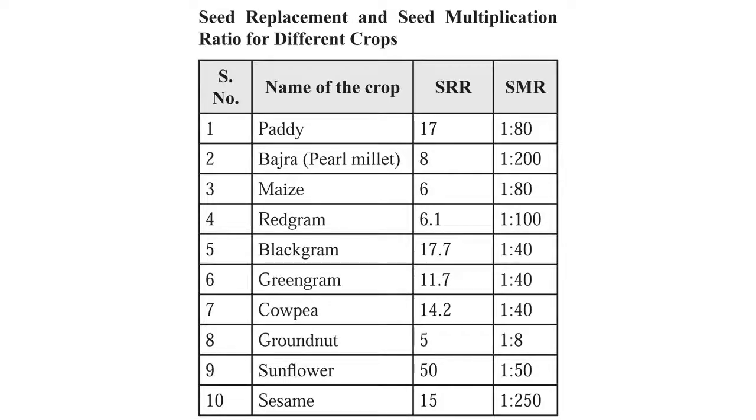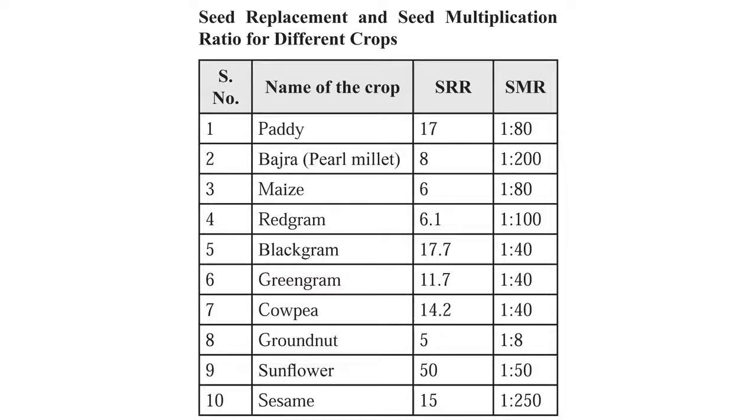Here there is a table suggesting seed replacement and seed multiplication ratio for different crops. In paddy, the replacement rate is 17 and the multiplication rate is 1:80. In pearl millet, the replacement rate is 8 and the multiplication rate is 1:200. In maize, the replacement rate is 6 and the multiplication rate is 1:80. Red gram, the replacement rate is 6.1 and the multiplication rate 1:100.